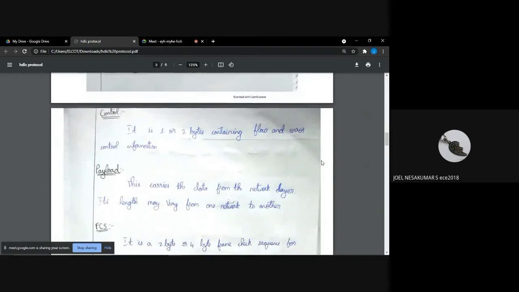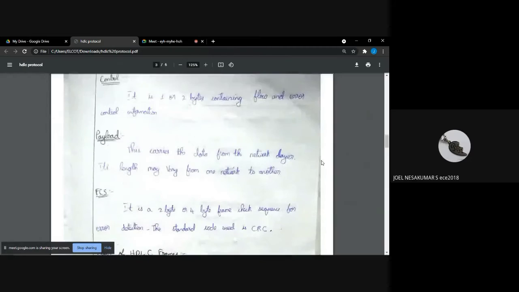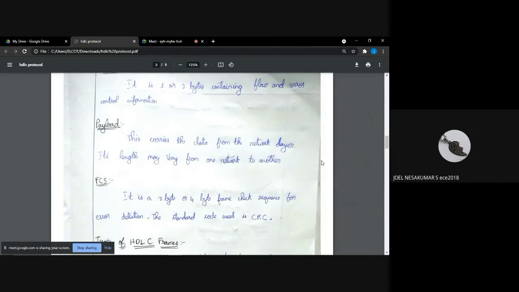Then payload. We cannot determine the size of the payload because it carries the data from the network layer. It varies in the network, so the length may differ, and it is also called variable. Then FCS, a 2-byte or 4-byte frame check sequence for error detection. The mostly used standard code is CRC, which expands as cyclic redundancy check.